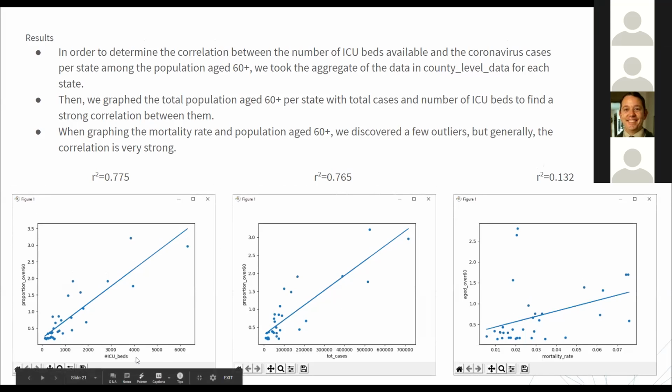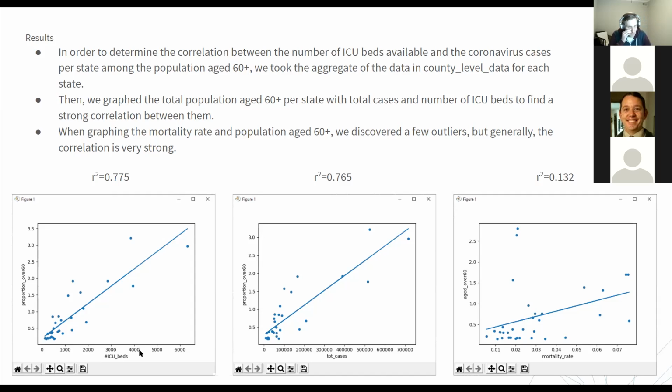So the number of ICU beds and their proportion over 60, there does appear to be a positive relationship. So as number of ICU beds increase, there's a larger proportion of individuals over 60, which makes sense to me. You know, if you have a county with a higher number of elderly individuals, I would think that hospitals in that area would have a larger capacity.